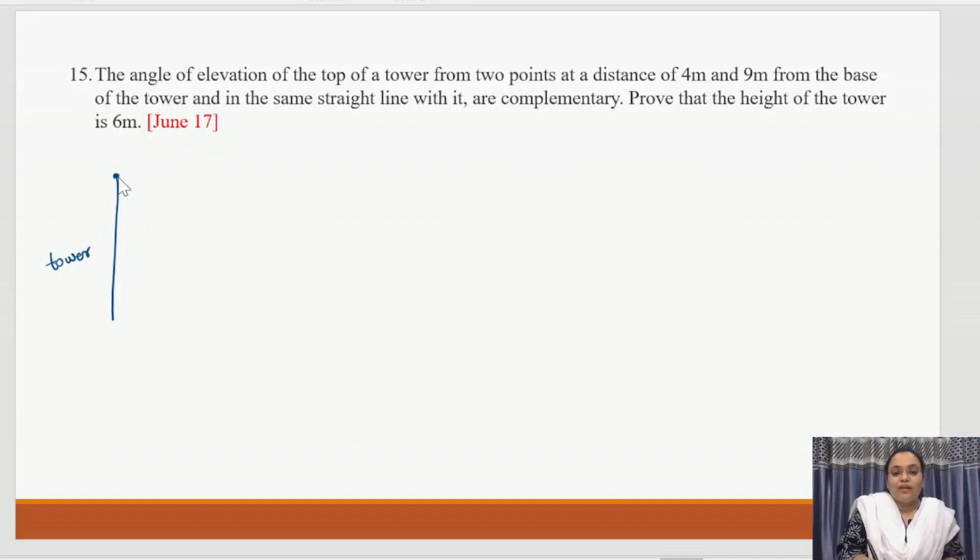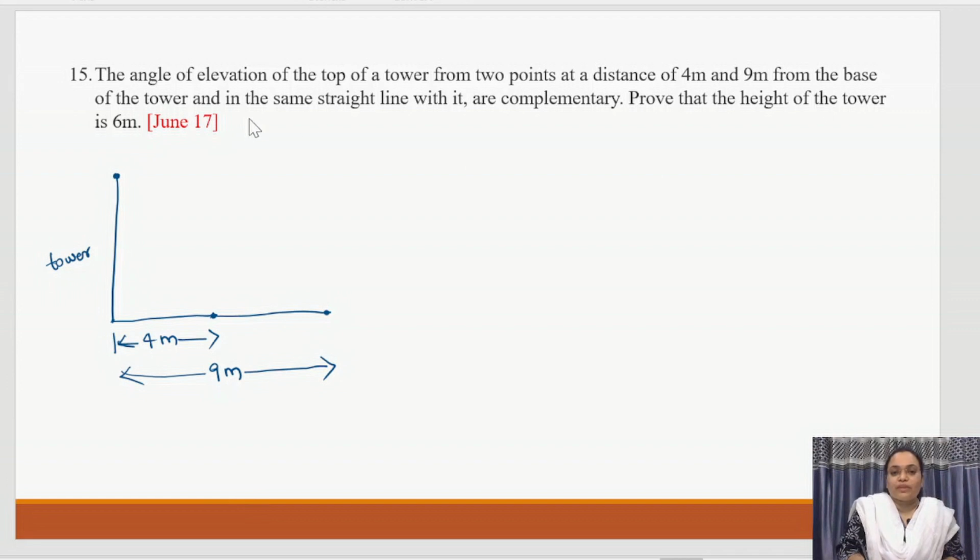This is the tower. The angle of elevation of the top of the tower from 2 points at a distance of 4 and 9 meters from the base of the tower. This is the base of the tower, right? From the base of the tower, you have one point at 4 meters and another point at 9 meters. This is 4 meters and this is 9 meters.